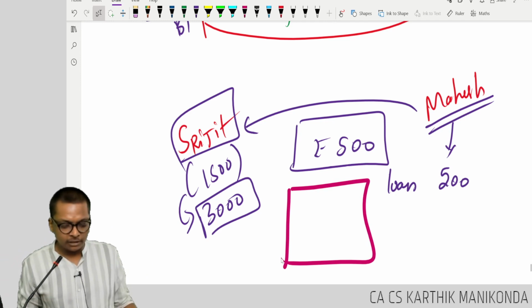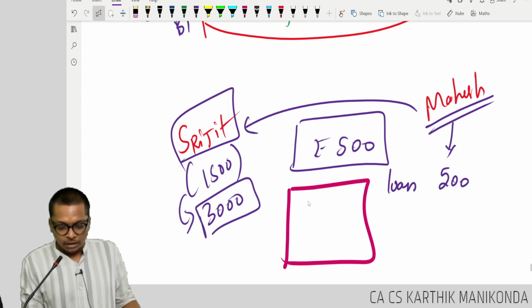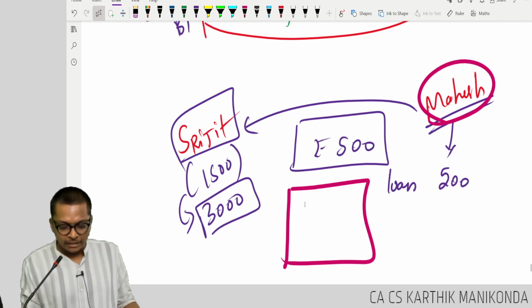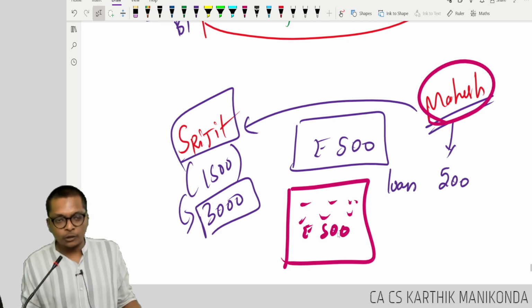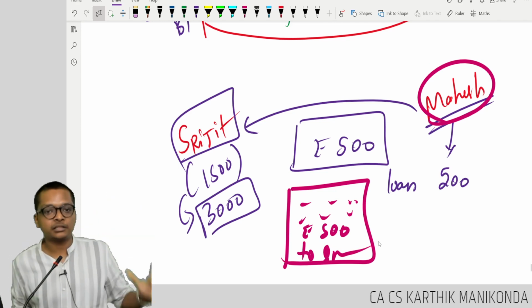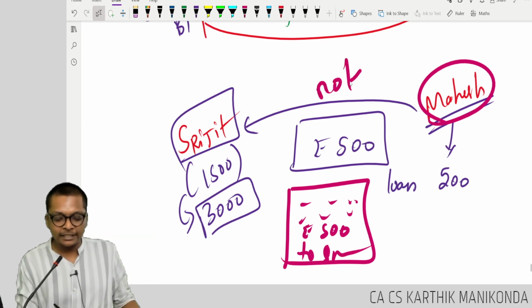In this document, Mahesh will write one document and write, I promise to pay 500 rupees to Srijit within the next 3 months with so and so interest. This is called a promissory note.